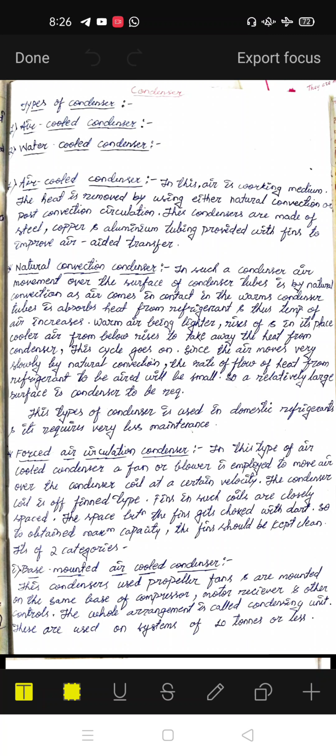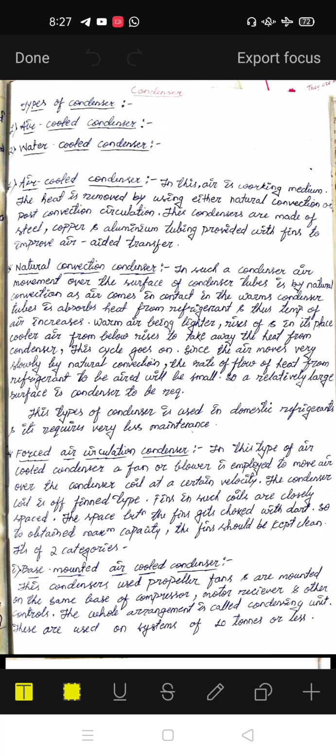Since the air moves very slowly by natural convection, the rate of flow of heat from the refrigerant to the air will be small. So a relatively large condenser surface is required. This type of condenser is used in domestic refrigerators, and it requires very little maintenance. Okay, so next one is the forced air circulation condenser.